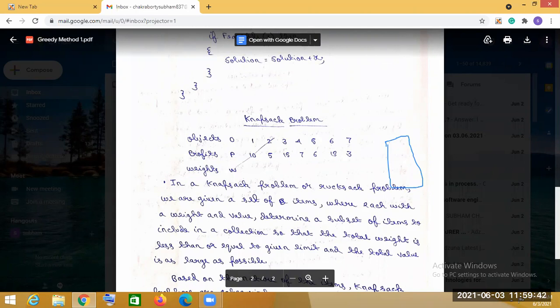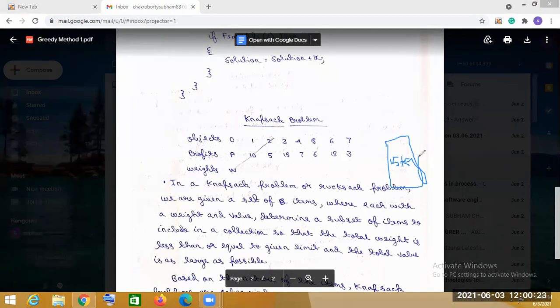Consider that there are 7 objects present, and these 7 objects have different weights, and this bag has a total capacity of 15 kg. So what do we have to do? We have to select from the given items, because if the number of elements is greater, then we cannot take all the elements into the bag.